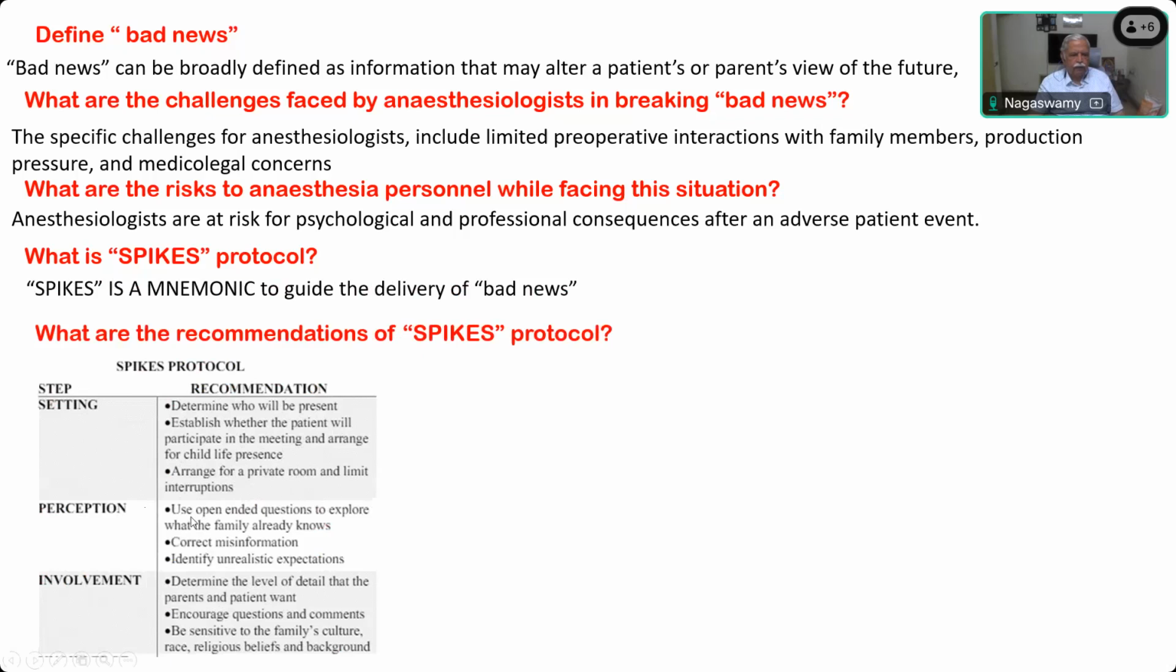Key for perception: use open-ended questions to explore what the family already knows. Correct misinformation. Any wrong information that has already reached the family should be corrected. Identify unrealistic expectations from the parents or the attenders. Then invitation. Determine the level of detail that the parents or the patients want.